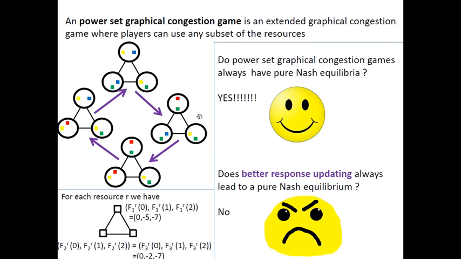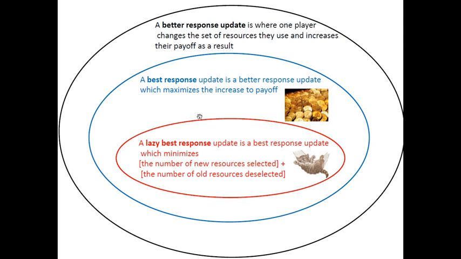Better response updating is not a reliable way to reach pure Nash equilibria. Okay then, so what do we do? Well, we know that a better response is not a strong enough concept. So what about the idea of a best response? A best response is a special kind of better response update which maximizes the payoff that a player gets.